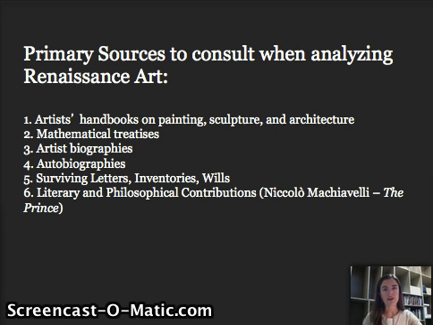We also examine the literature and philosophical contributions of the time. So here I just have listed an example, Machiavelli's The Prince, as an example of something to look at when considering this time period.